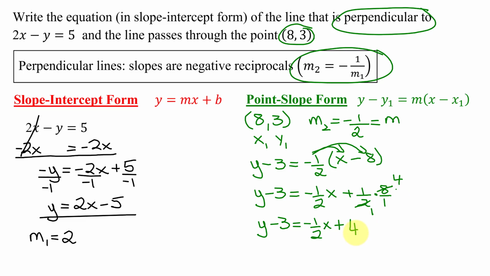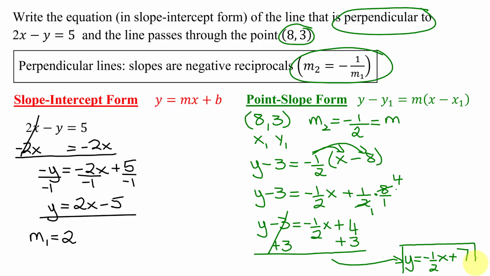Now the last thing I have to do is add 3 to both sides of this equation. And my answer I'm going to have to write over here is y equals negative 1/2 x, 4 plus 3 is 7, so plus 7. So that is the equation of the line that is perpendicular to my given line and goes through the point (8, 3).